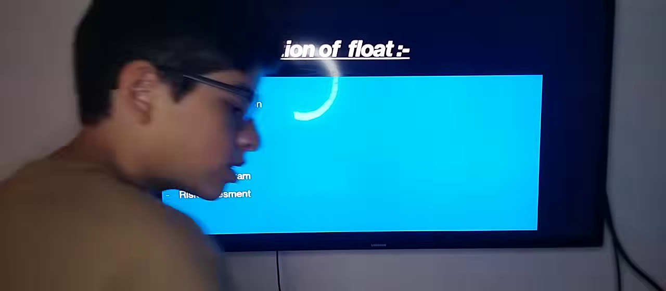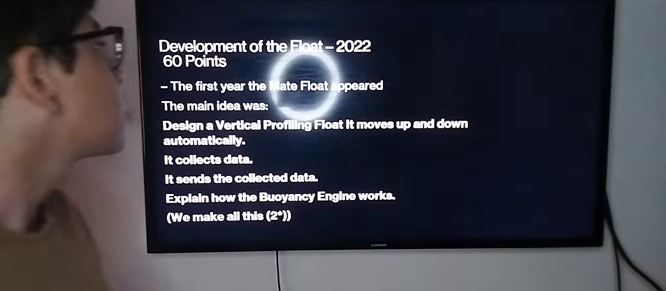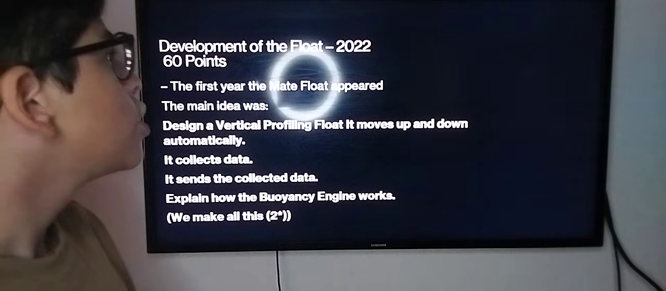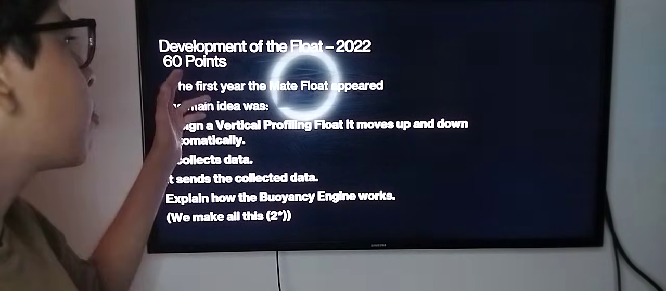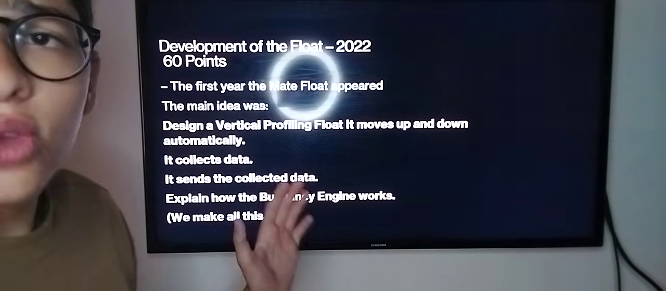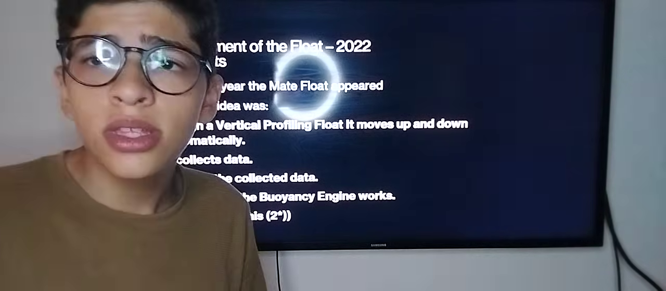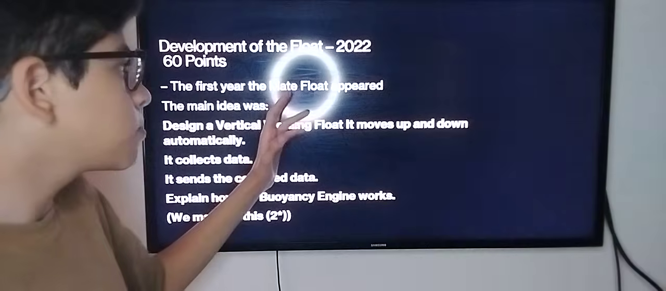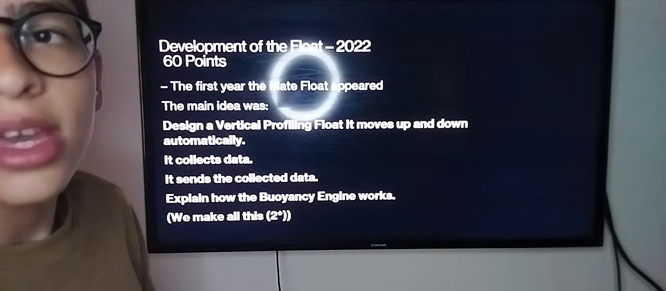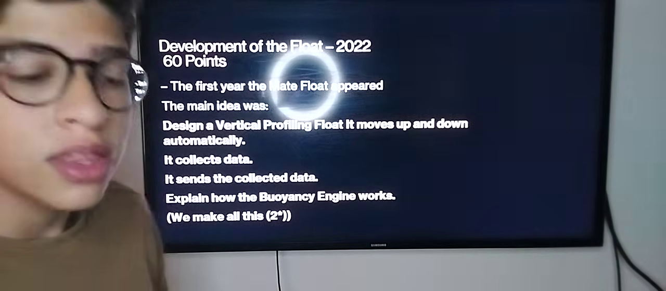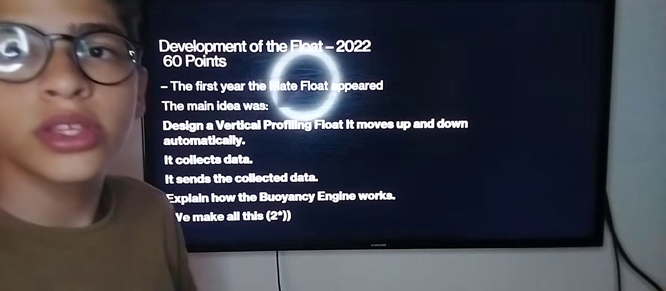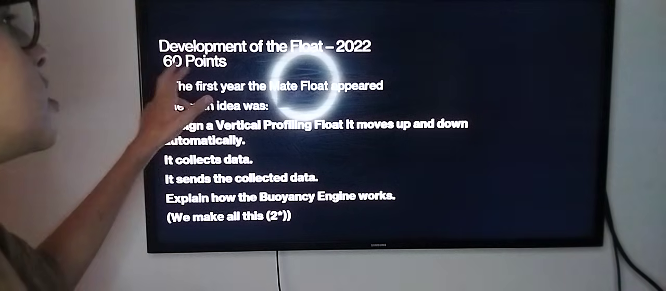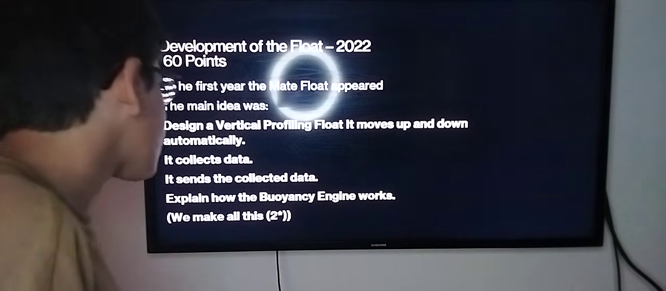So let's go to the next page. Third page, development of the float. 2022, 60 points. This is the first year the MATE float appeared. In the MATE competition, the float appeared in 2022. So let's go. What happened? It gave us 60 points if you made it.